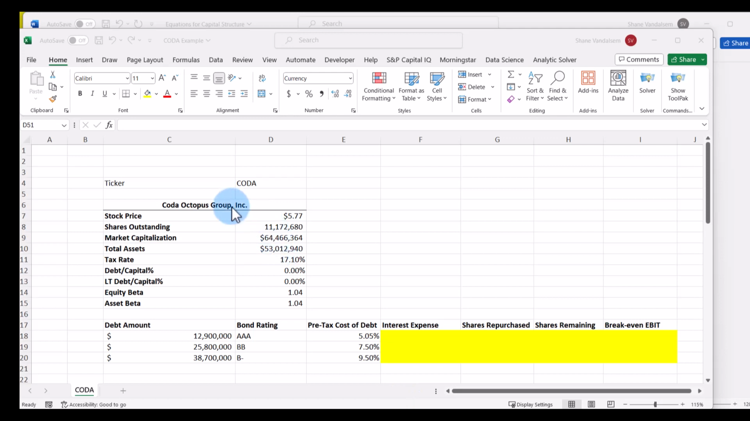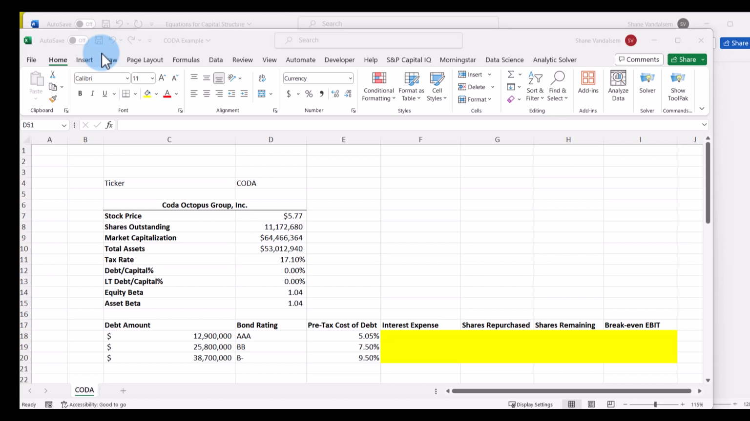In this video, I'm going to walk through an example of evaluating different levels of debt for a firm that doesn't currently have any interest-bearing debt. The company we're going to be looking at is CODA Octopus Group. This company makes equipment for visualizing underwater areas.